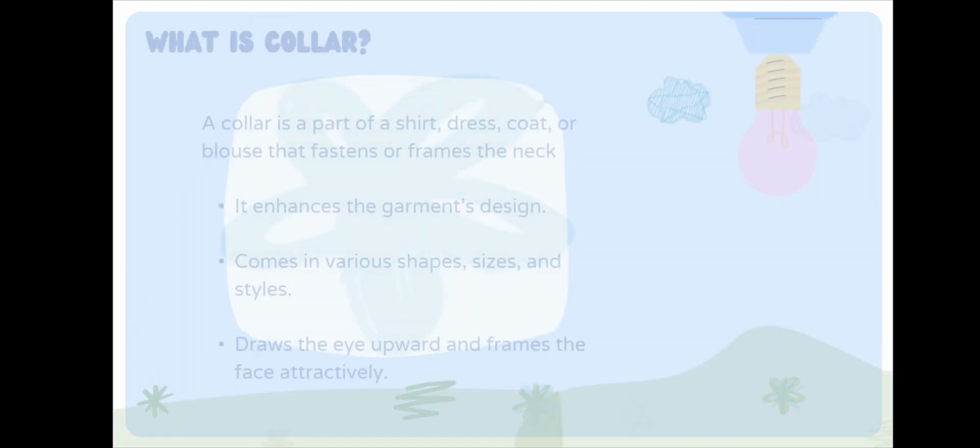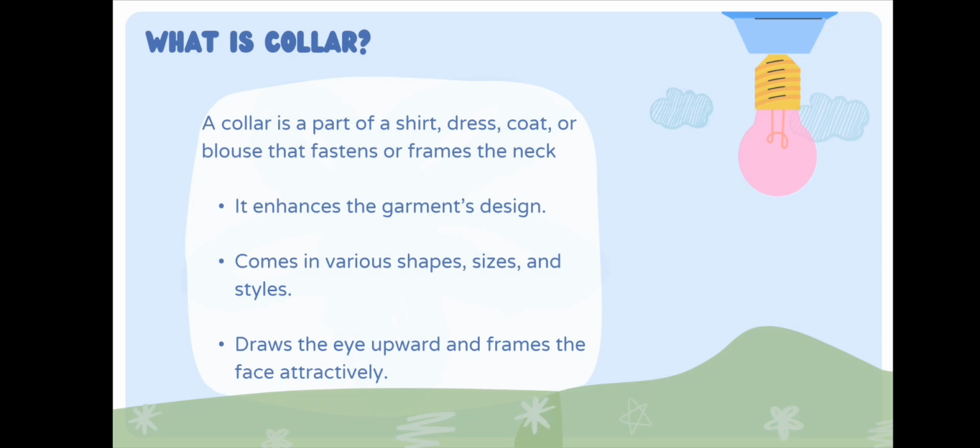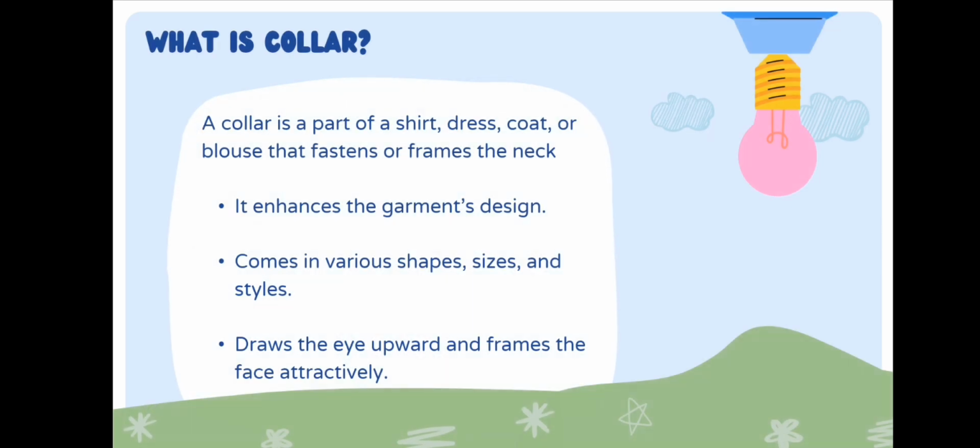The question is, what is a collar? A collar is a part of a shirt, dress, coat, or blouse that fastens or frames the neck. So, the collar is a piece of cloth that is attached to the garment to look more becoming, not only the garment but also the wearer.